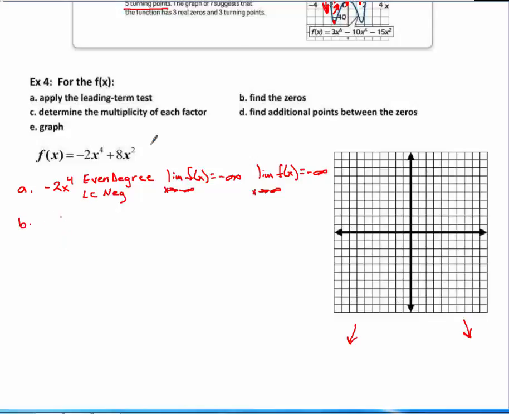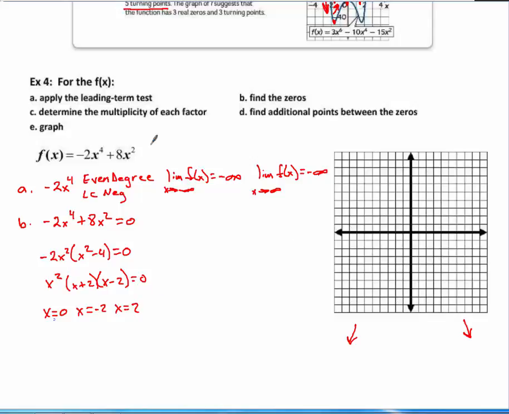Find the zeros. Well, we've done this a couple times with this one already. So negative 2x to the fourth plus 8x squared equals 0. We get negative 2x squared times x squared minus 4. Again, we've done this one several times. So x squared times x plus 2 times x minus 2 equals 0. So our zeros are x equals 0, x equals negative 2, and x equals 2.